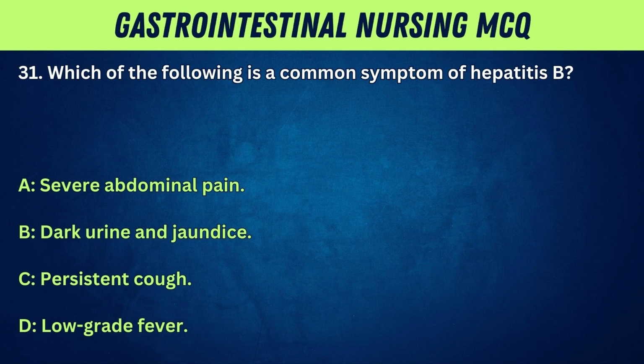31. Which of the following is a common symptom of hepatitis B? A. Severe abdominal pain. B. Dark urine and jaundice. C. Persistent cough. D. Low-grade fever.